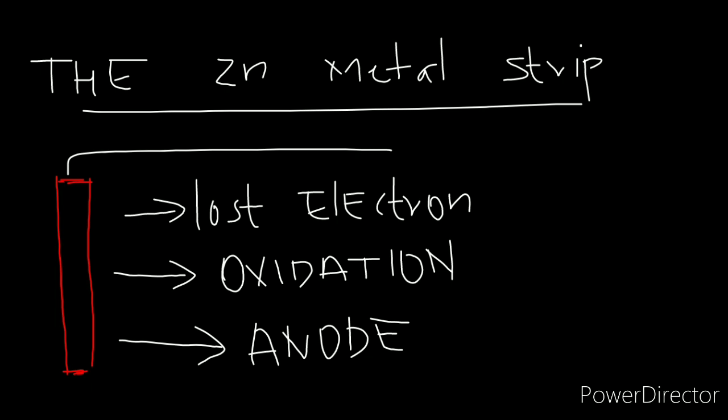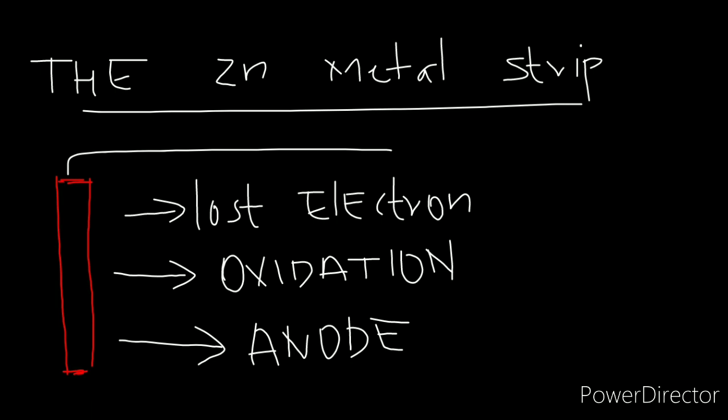Let's look at the zinc electrode. At this electrode, oxidation takes place. That is, we know that zinc had donated its electrons. That is, it lost its electrons. Loss of electrons indicates oxidation. So, at this electrode, oxidation takes place and it is known as the anode.